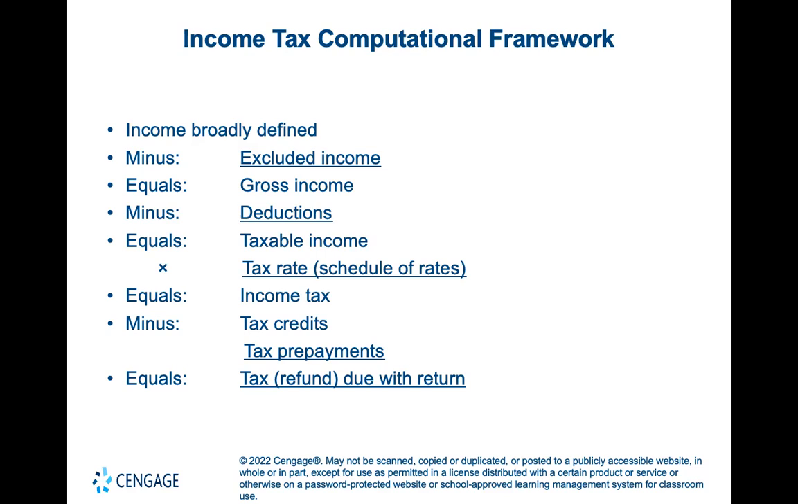Then you subtract your tax credits and any prepayments that you might have made. The result is your tax refund or amount due with the return. So if there's a difference there, or if you overpaid, then that's what you're going to receive back.